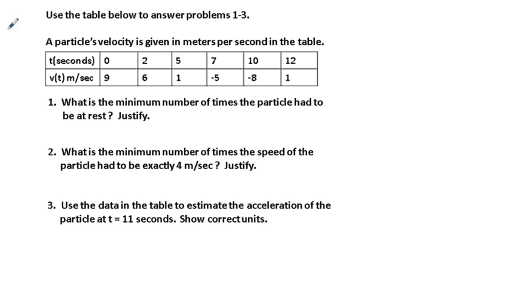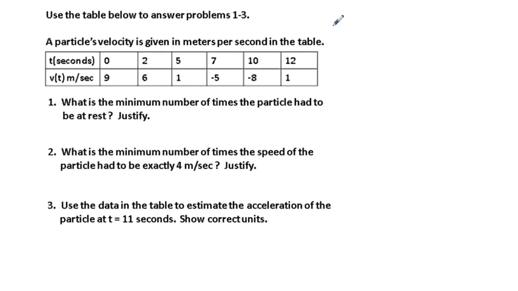Okay, this first one, use the table below to answer problems 1 through 3. A particle's velocity is given in meters per second in the table. And usually there'll be more description like this represents a continuous function or maybe differentiable. But question number 1, what is the minimum number of times the particle had to be at rest? Justify.